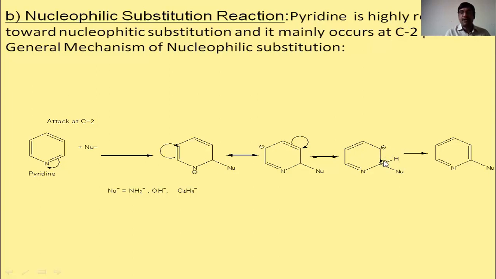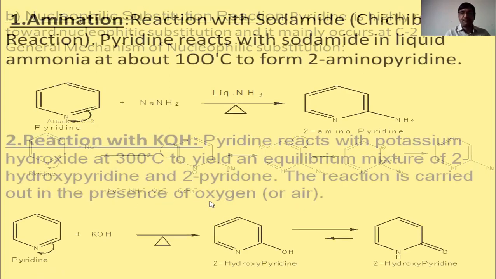This arrow you can consider in a reverse manner, meaning hydrogen in this case is not going as H plus, it is going as H minus, meaning hydride, leaving the positive charge. This positive charge and this negative charge combine together to form the double bond. This is the general nucleophilic substitution reaction, and the nucleophile may be NH2 minus, OH minus, C4H9 minus.